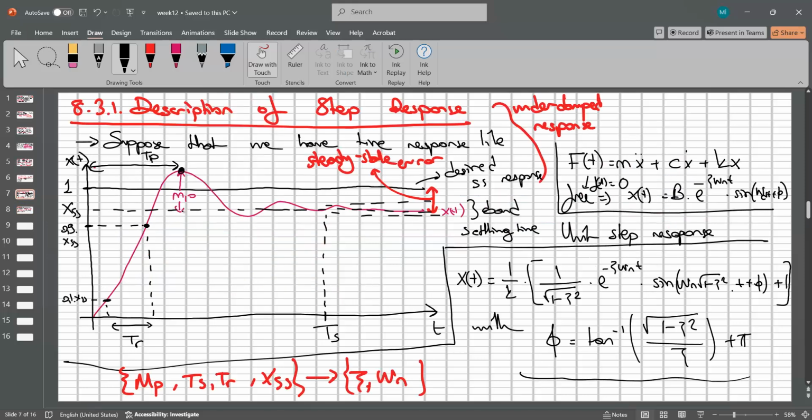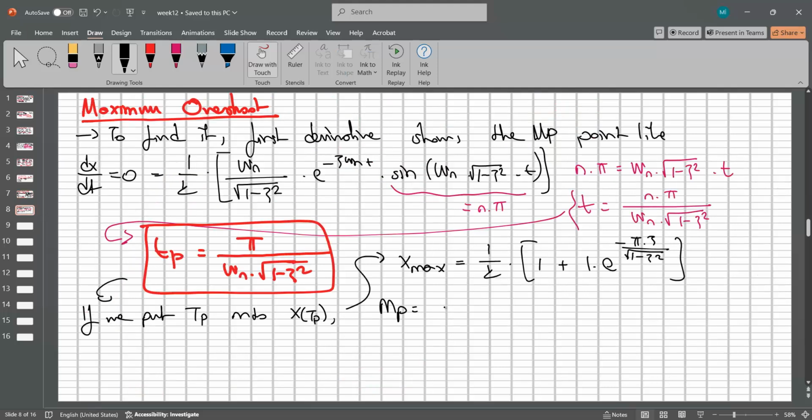See that the MP is the maximum point minus XSS, right? This is the X max, this is the XSS, and so MP is equal to X max minus XSS, which is equal to XSS times e to the power of minus pi zeta divided by square root of 1 minus zeta square, right? Because the X max is equal to this one, XSS is equal to this one, and so this is equal to this term.